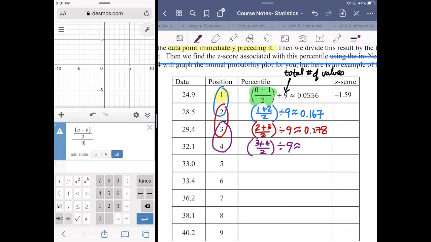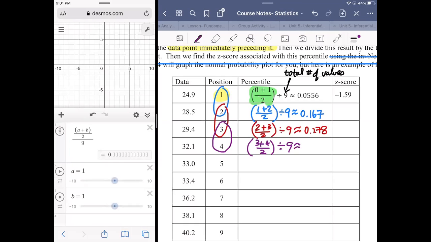Now you'll see here that it gives you the option to add a slider. You can do that for A, you can do it for B separately, or you can do it for both. Any letter that you put in, Desmos will give the option to add a slider. And so I'll do all. It'll create a slider that allows me to navigate my way through the different A and B values.